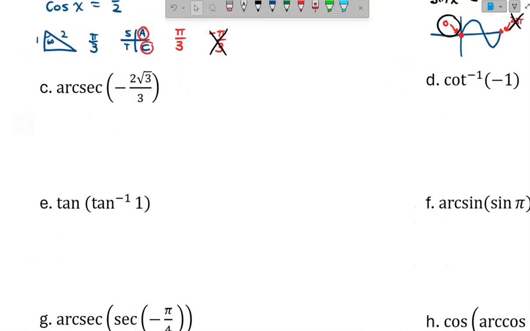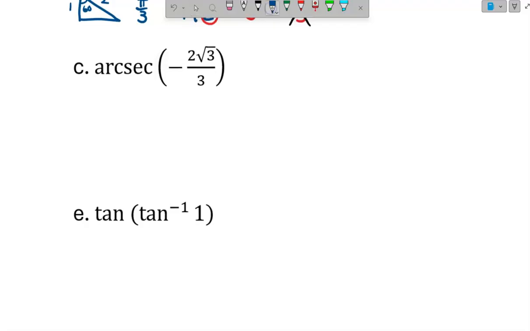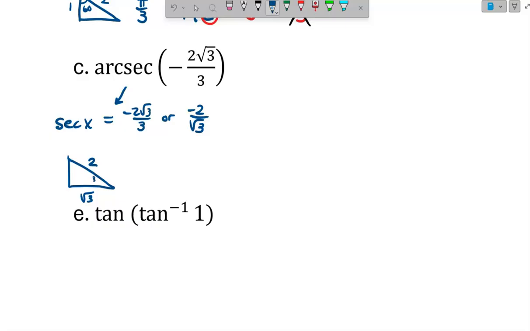Now I'm going to go over these regardless, so let's talk about them. Once again, I'm going to view this as secant x equals negative 2 root 3 over 3. You can also view that rationalized fraction as negative 2 over root 3. I just like that better because it ties back into my triangle a little better. If we go to my 30, 60, 90 triangle, secant is the reciprocal of cosine. So that is going to be 30 degrees, better known again in radians as pi over 6.